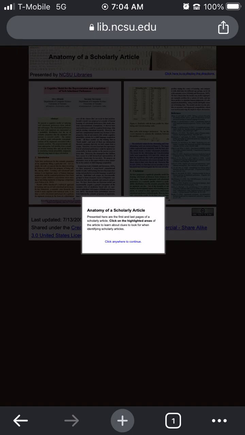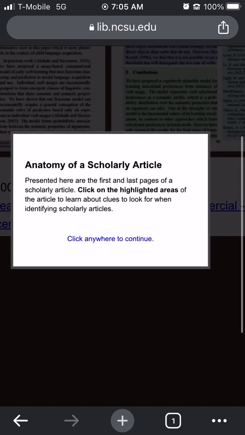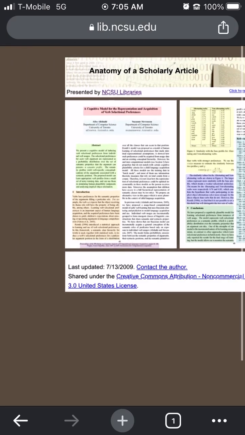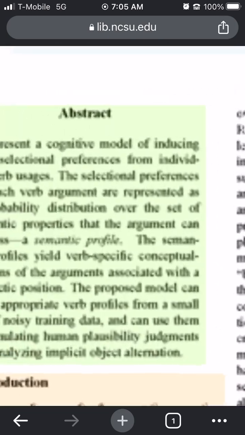So I'm going to be covering this. It's also an EDU page, so you can tell that it has some credibility. Presented here are the first and last pages of a scholarly article. Click on the highlighted areas of the article to learn about clues to look for when identifying scholarly articles. Kind of repetitive, but okay. It also says click anywhere to continue, so that's what we are going to do. Alright, now that we got that covered, let's get to the actual article.